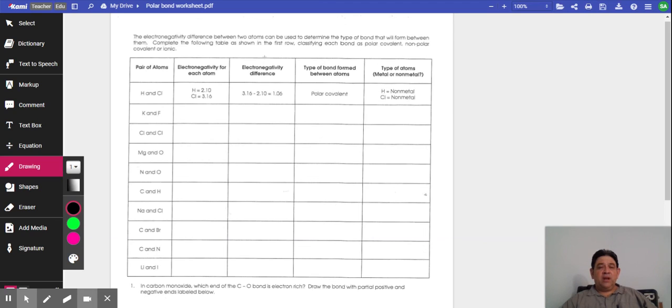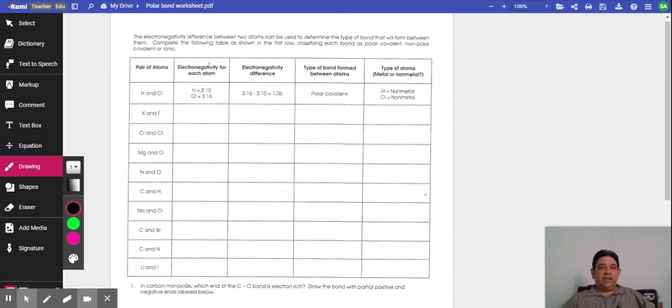Here's the worksheet that you're going to be working on to calculate polar bonds. You're going to see that there is a column that says pairs of atoms. You're going to have a whole bunch of pairs of atoms here, and you're going to decide eventually what type of bonds are formed between the atoms. You've got three choices: polar covalent, non-polar covalent, and ionic.